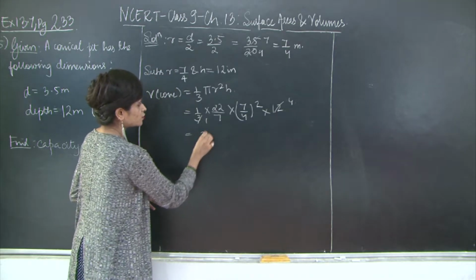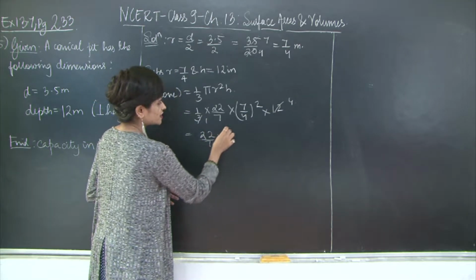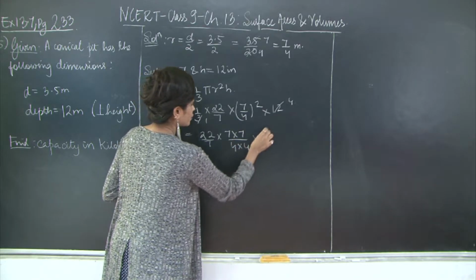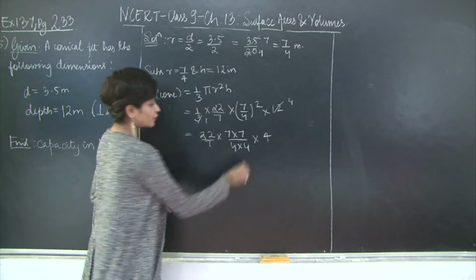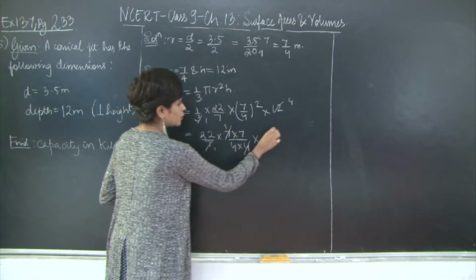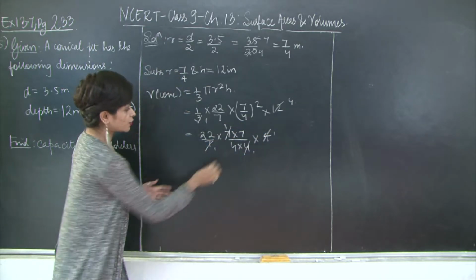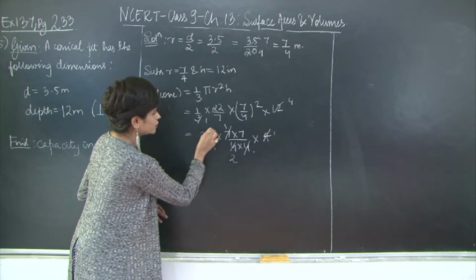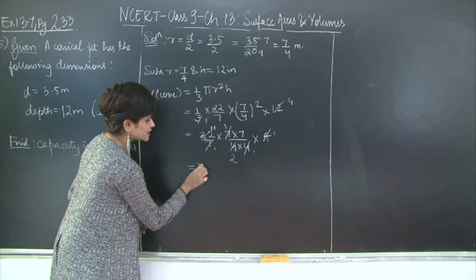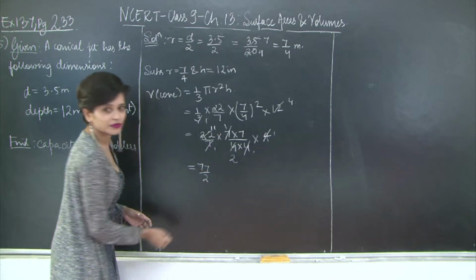So you get 22 upon 7 into 7 upon 4 into 4 into 4. So one of the 4s will cancel out and one of the 7s will cancel out. And again 2 2s are 4, 2 11s are 22. So what are we left with? We are left with 77 upon 2 meter cube.